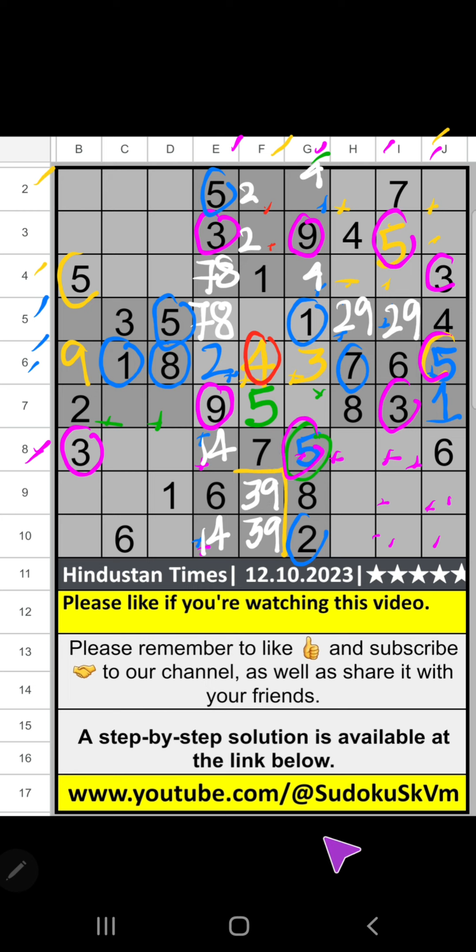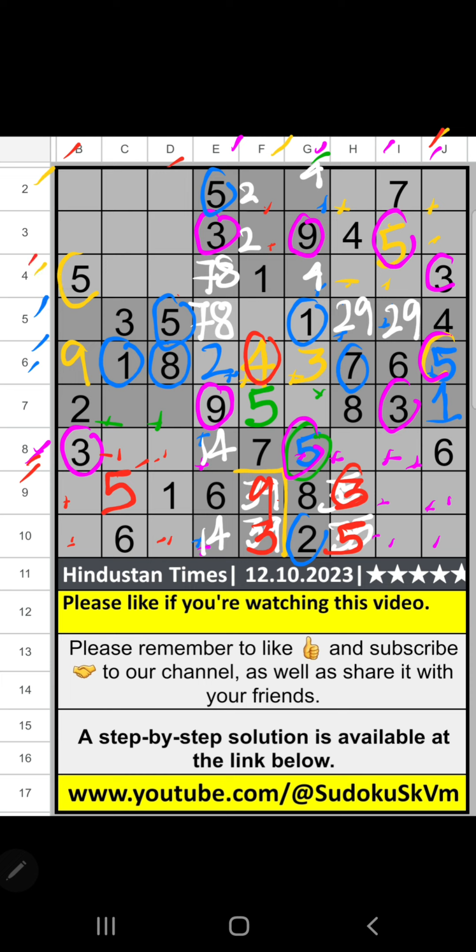We'll confirm later. Column B, column D, we have 5. 8th row also, we have 5. So 5 can't come in these cells. Then 5 is confirmed here. 9th row, we have 5. So 5 can't come in the cell. 5 is confirmed here. Then 3 is here. 9th row, we have 3. So 3 can't come in the cell. 3 is confirmed here. The 9 is here.